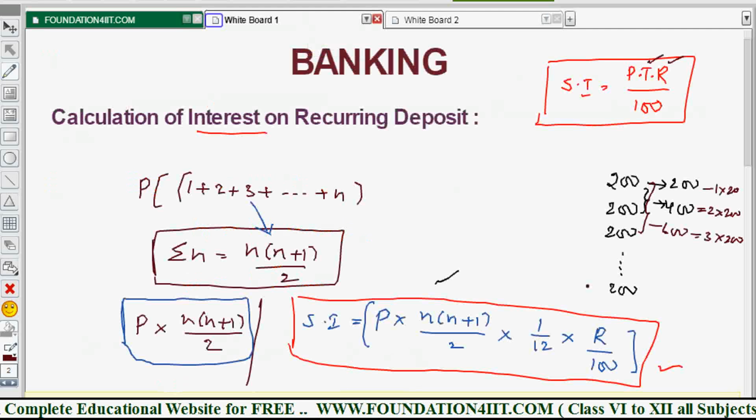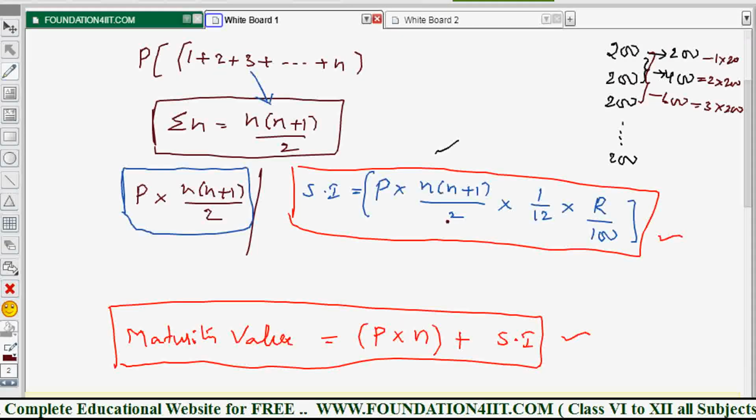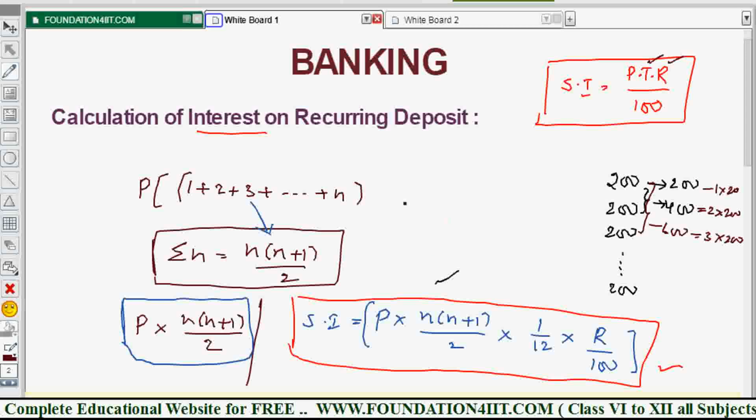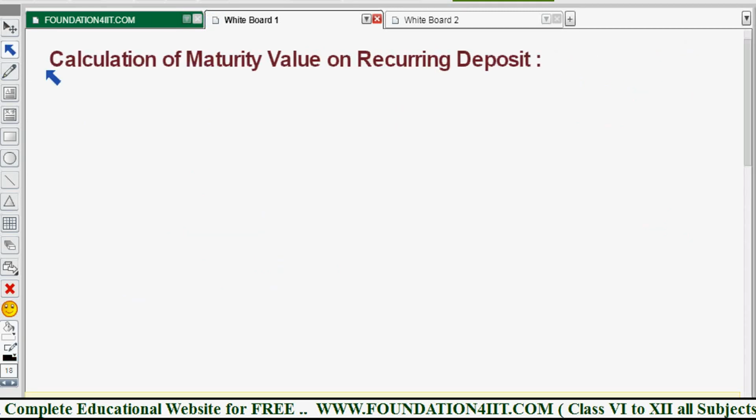The main thing is you try to remember these two formulas: simple interest and maturity value. Again, let me explain some more questions. How to find out the maturity value on this recurring deposit? We'll see now. So how to calculate the maturity value on a recurring deposit? In this topic, I explain one question.